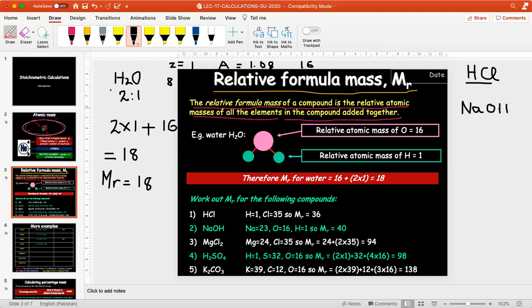Now first of all you identify the kinds of element. So there is sodium, then oxygen, and after oxygen hydrogen. What is the ratio of all of them? 1:1:1. The atomic mass of sodium is 23. This you will always be given in the question. Oxygen is equal to 16 and hydrogen is equal to 1. So add all the atomic masses. 23 plus 16 plus 1 is equal to 40. So 40 is the molecular mass of sodium hydroxide.